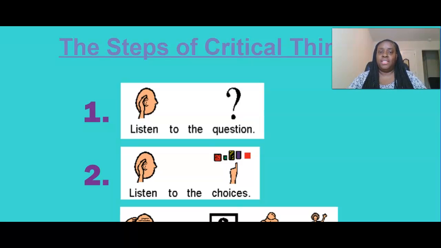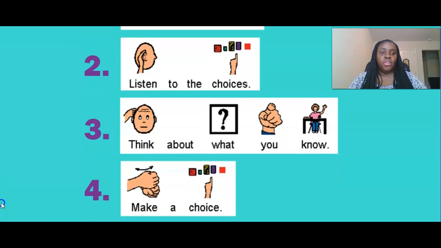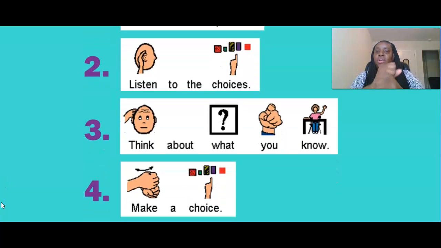Steps of critical thinking. Number 1, we're going to listen to the question. Number 2, we're going to listen to the choices. And number 3, we're going to think about what you know. And number 4, you're going to make a choice.